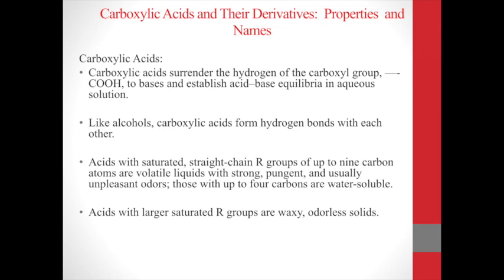And like alcohols, carboxylic acids are able to hydrogen bond to themselves. Acids with R groups of up to 9 straight-chain carbon atoms are volatile, and they have unpleasant odors. R groups of up to 4 carbon atoms are water soluble. And anything greater than 9 carbons are waxy, odorless solids.